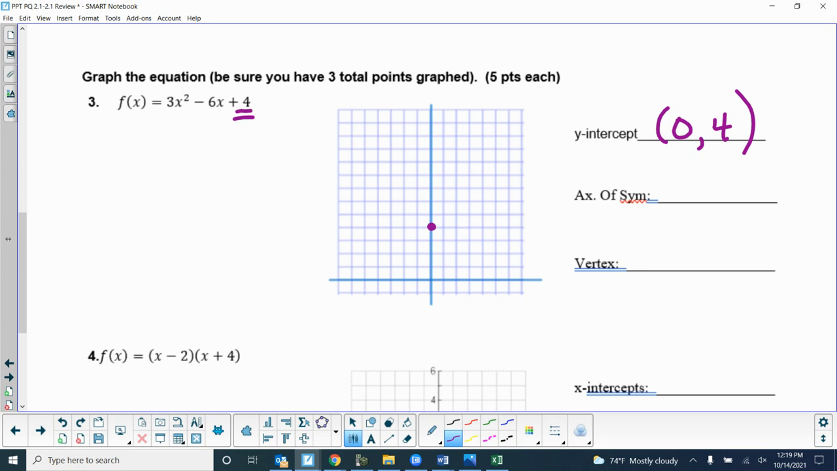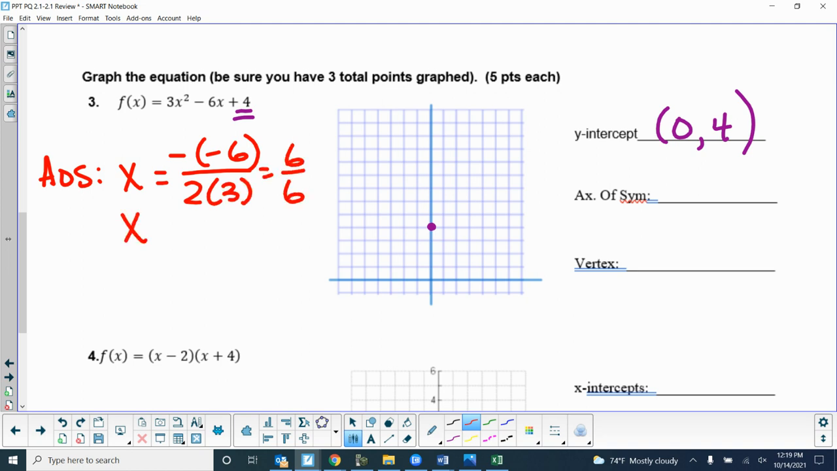So I'm not sure where my axis of symmetry is yet, so I won't label that point until I see where my parabola goes. All right, so the next thing, easiest thing to find would be what? The axis of symmetry or the vertex? Axis of symmetry, right? Joss, how do I find that? Negative b over 2 times a. Good. It'd be 6 over 2 times 3 would be 6 over 6 and equal 1. Good. Thank you. So x equals 1.